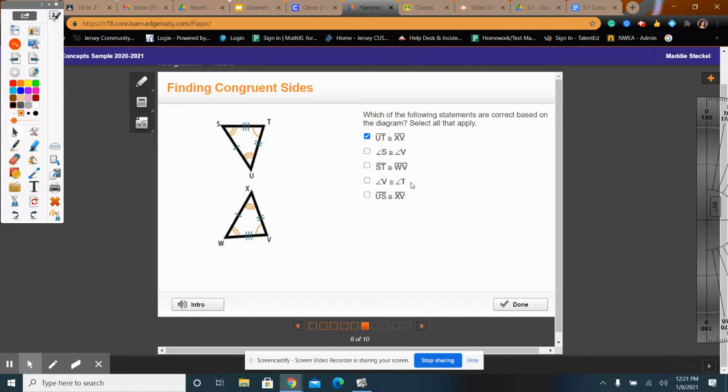ST, that has 3. Does WV have 3? Sure does. Okay, V has 1. Does T have 1? Sure does. And US has 1. XV has 2. So that's not it either.